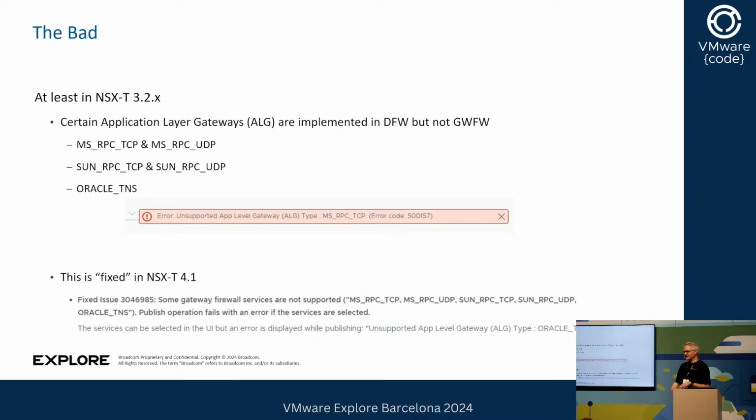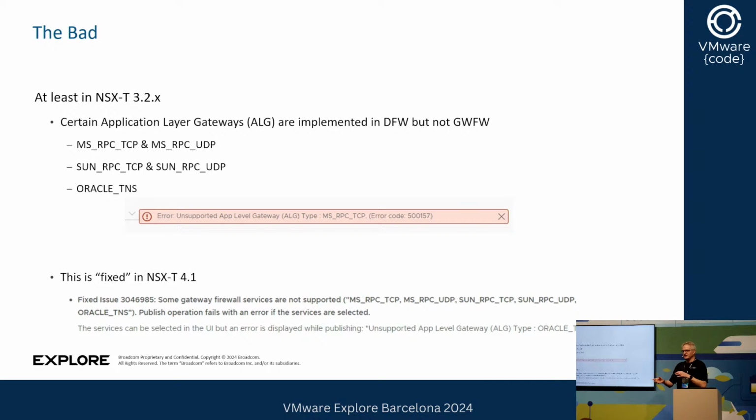We're still running NSX 3.2, so this is the situation for us. Distributed firewall implements certain application layer gateways. The UI lets you apply them to the gateway firewall right up till you hit publish and you get this lovely error message. So NSX-T doesn't support the application layer gateways for MSRPC, Sun RPC, and Oracle TNS Listener.